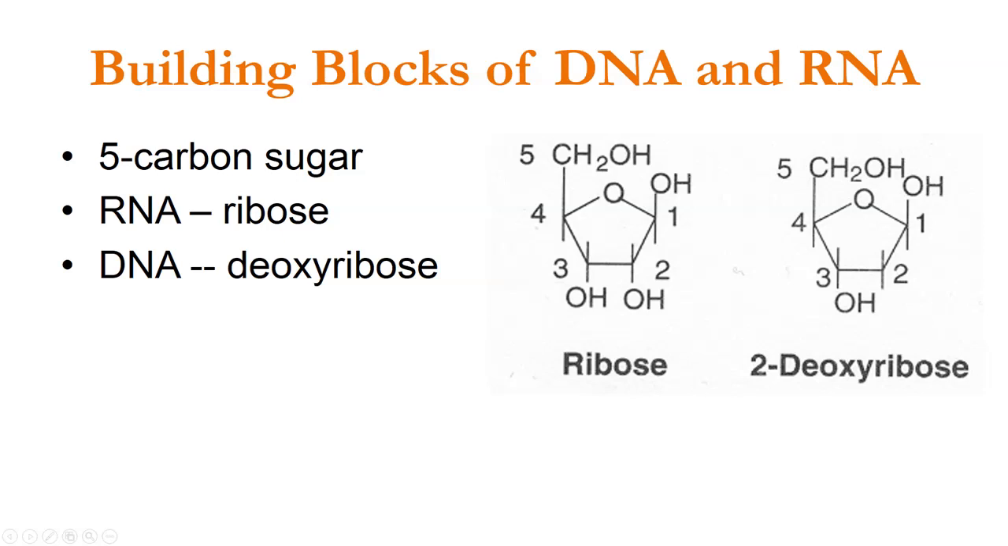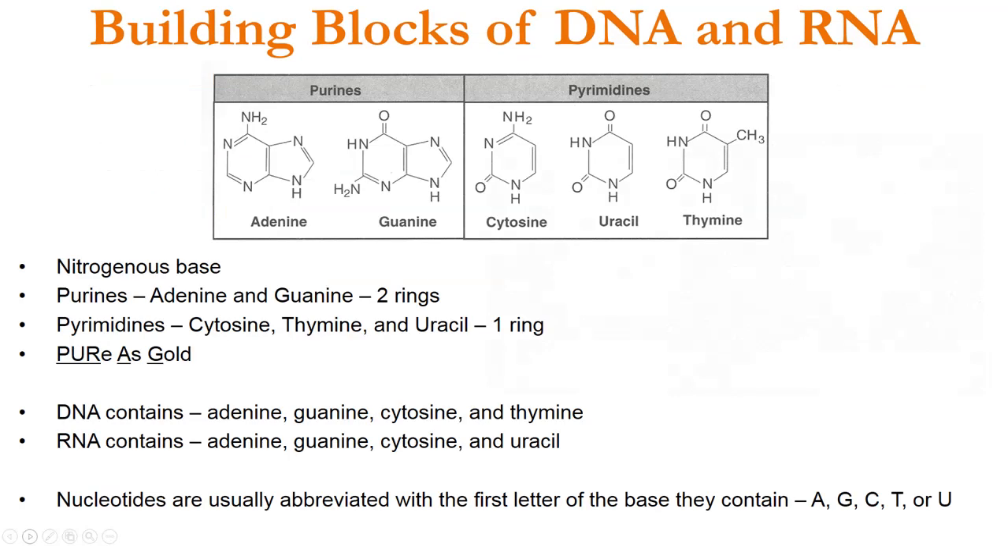So really the only difference between these two is that on the deoxyribose, you're missing an oxygen group. It's been removed. That actually ends up having profound effects on how that molecule interacts and on its stability. So RNA is much less stable than DNA. So we have our 5-carbon sugar.